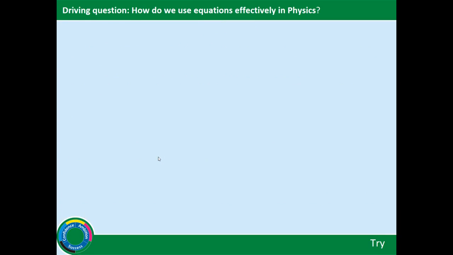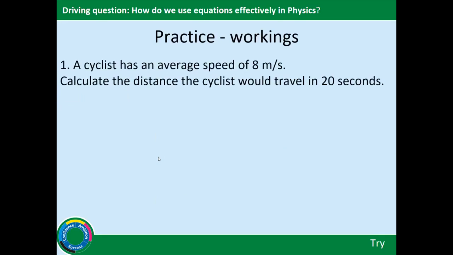Right. Believe you've had a go at these questions. Let's look at the answers. For the first one, it says a cyclist has an average speed of 8 meters per second. Calculate the distance the cyclist would travel in 20 seconds.